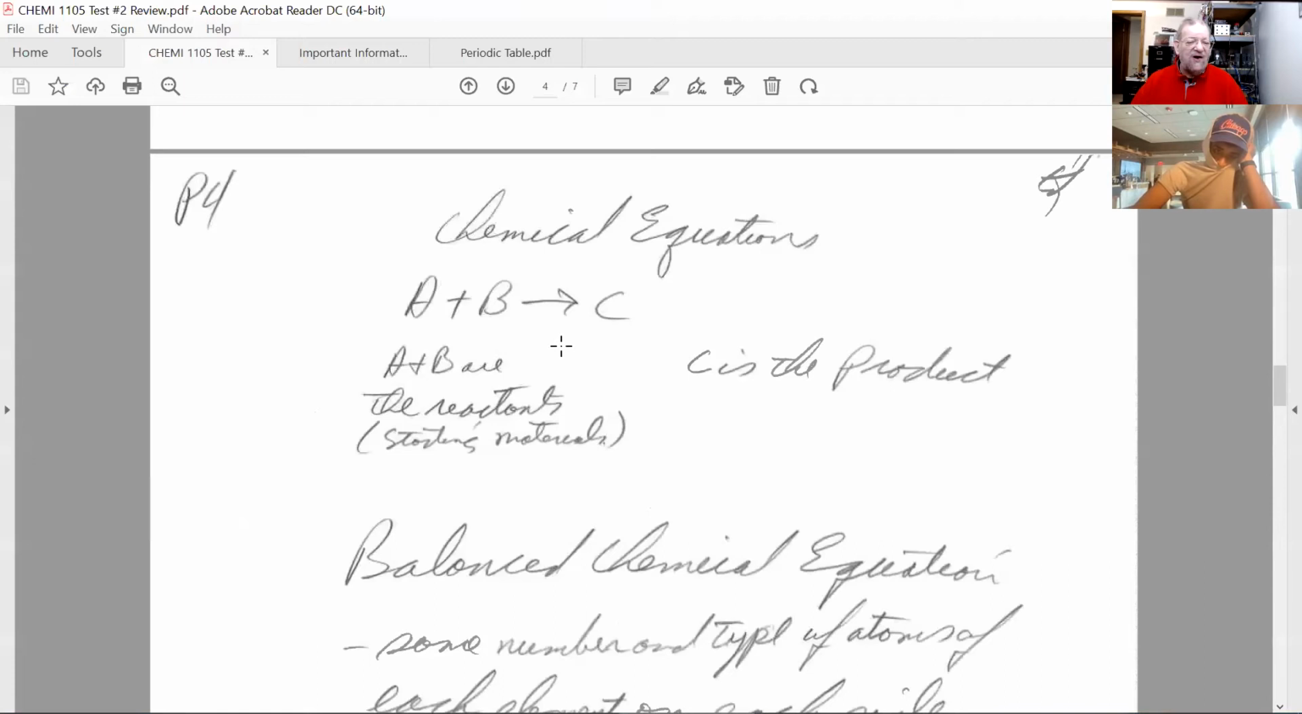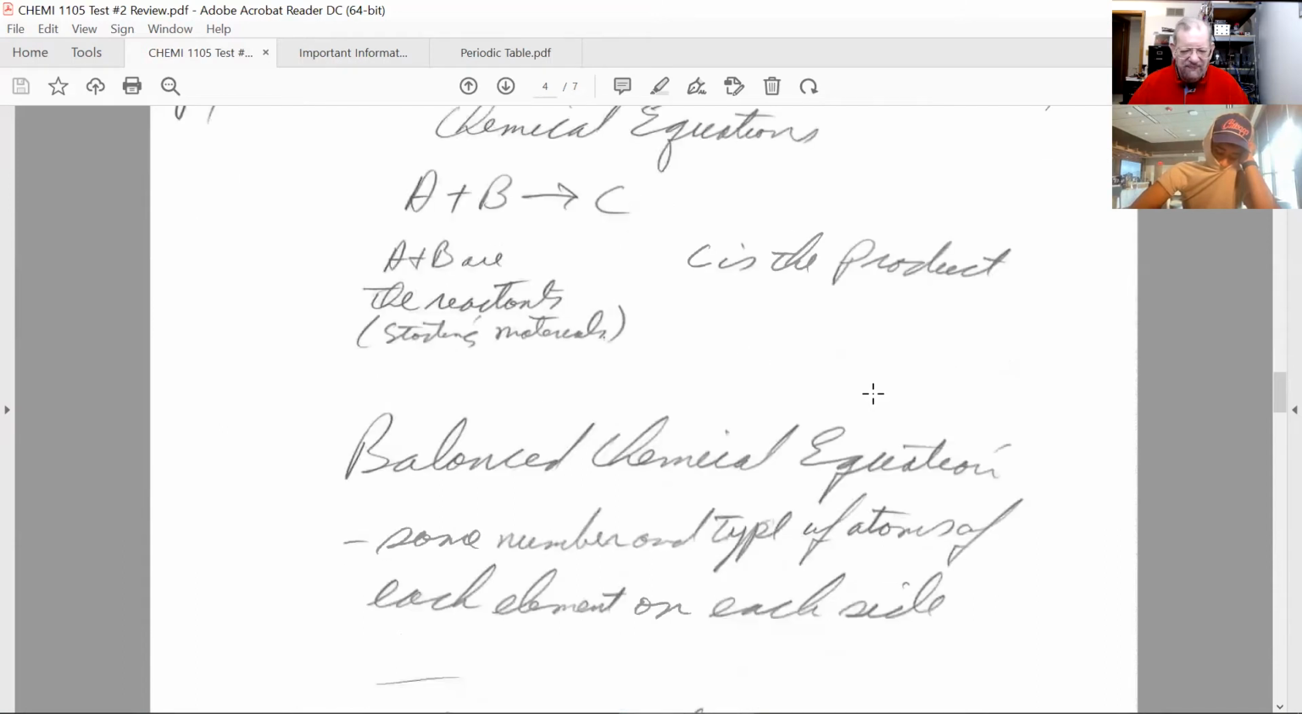All right, next I talked about chemical equations. A chemical equation is like A plus B makes C. You have an arrow. At the base of the arrow, A and B are the reactants, which sometimes I'll call starting materials. C and anything else is a product or products.